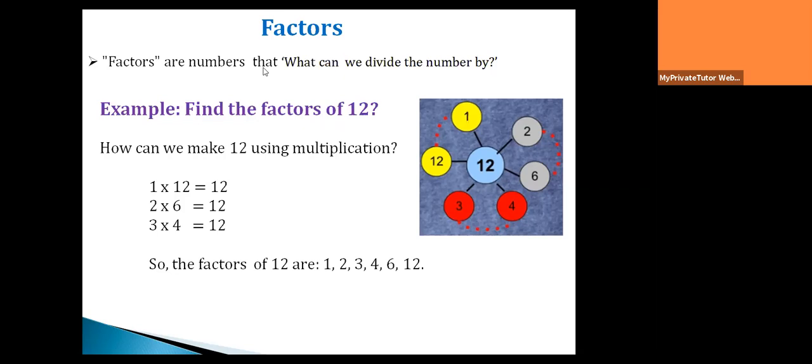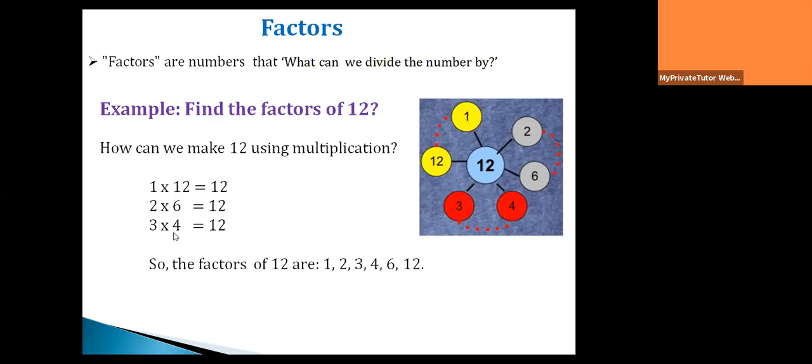So generally, if you are finding the factors of a number, the product of the numbers must be the original number, isn't it? For example, you can see here 12: 1 times 12 is 12, 2 times 6 is 12, 3 times 4 is 12. So these are the factors of a number. So 1, 2, 3, 6, 4, 12. So these are the factors of 12.